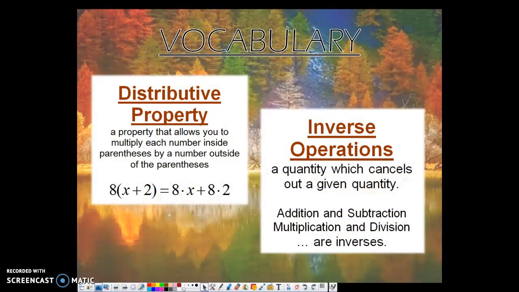So let's go over a few things. The distributive property, remember that's 8 times x and then the 8 times 2. Okay, you have to do both. So it would be 8x plus 16.